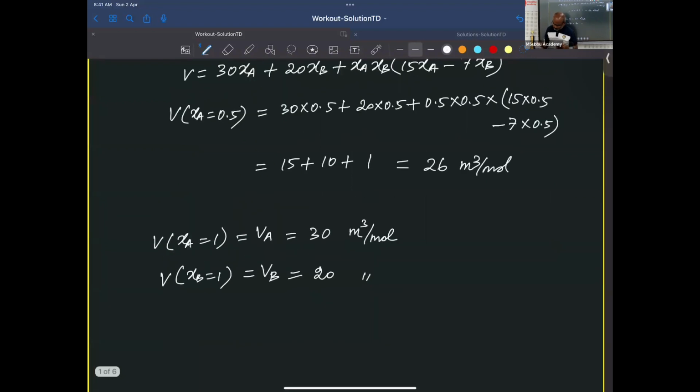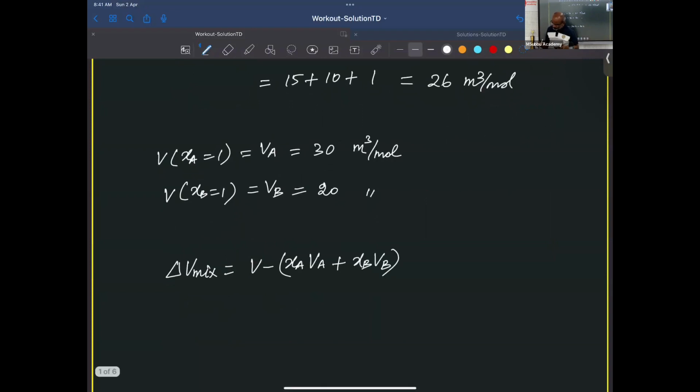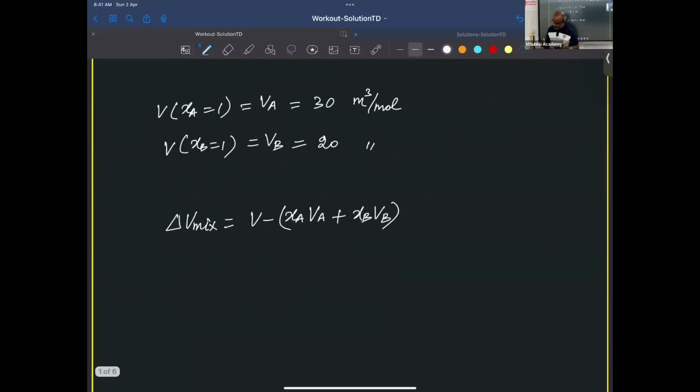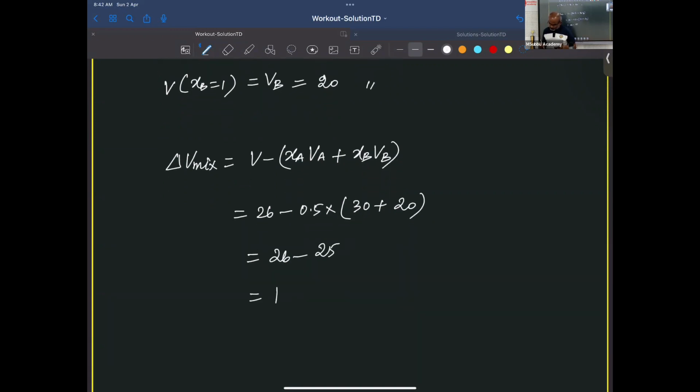So what is delta V of mixing? Delta V of mixing equals V minus (xA VA plus xB VB). So V is 26 at the composition of xA equal to 0.5. And here, xA and xB are the same, so we can take 0.5 outside, which is 30 plus 20. So we have 26 minus 50 into 0.5, that is 25. So we have the answer as 1, in meter cube per mole unit.